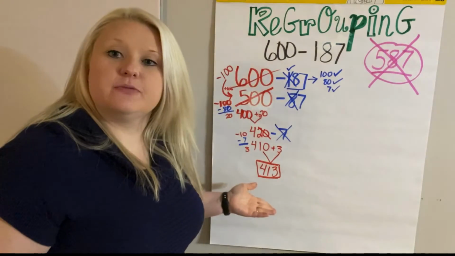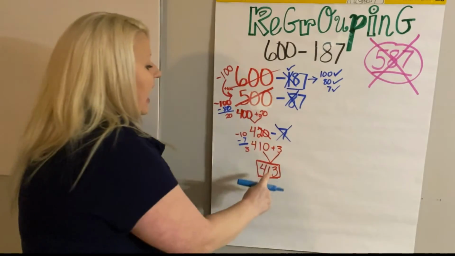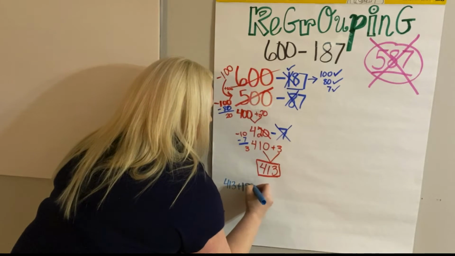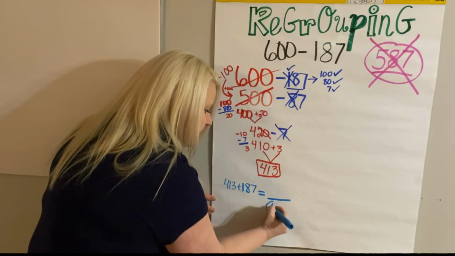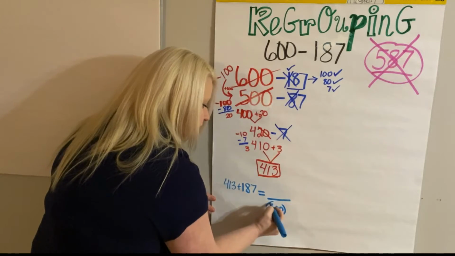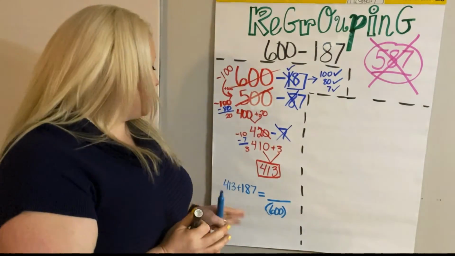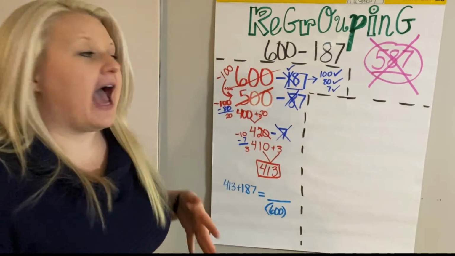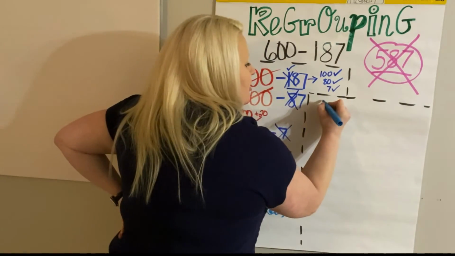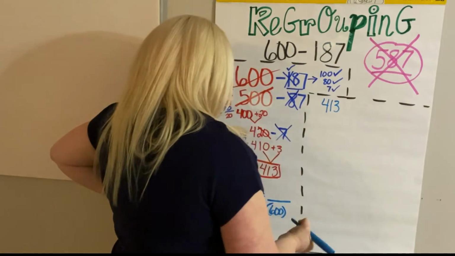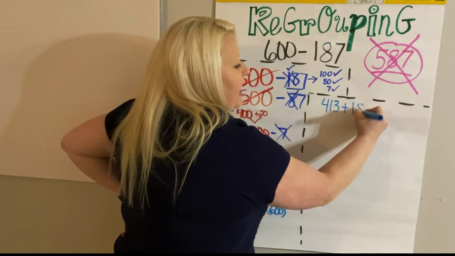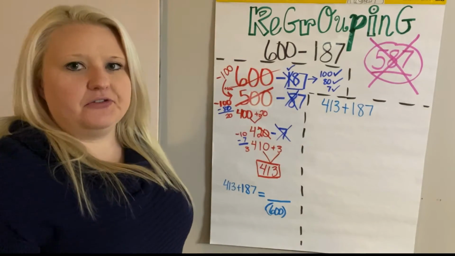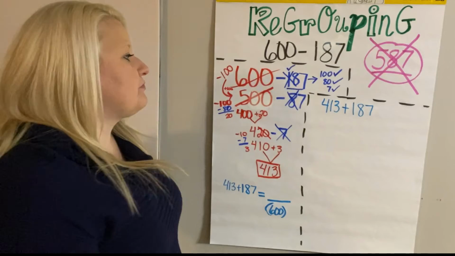To check our answer to make sure that we're right, we're going to add 413 plus 187. We should get 600. I'm going to use this example because I want to show you how it can be different when you're adding. Okay, so 413 plus 187. This is the way I like to do it because the place value is there and it makes sense.